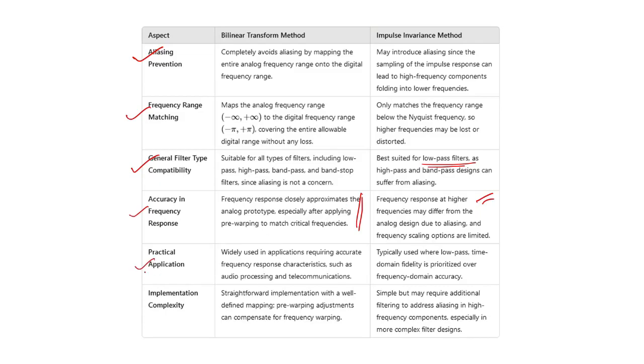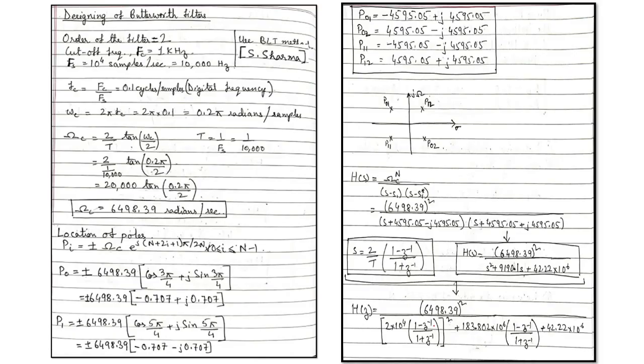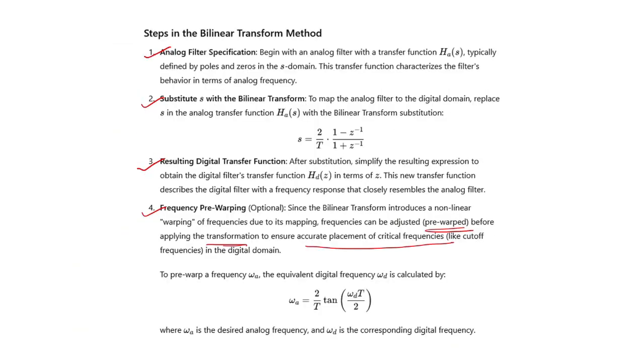Then practical application: the bilinear method is widely used in applications requiring accurate frequency response characteristics such as audio processing and telecommunication. The impulse invariance method is typically used where low pass filters are used and time domain fidelity is prioritized over frequency domain accuracy. And implementation complexity: straightforward and simple, but may require additional filtering to address aliasing in the high frequency components. Okay, so with this we stop.